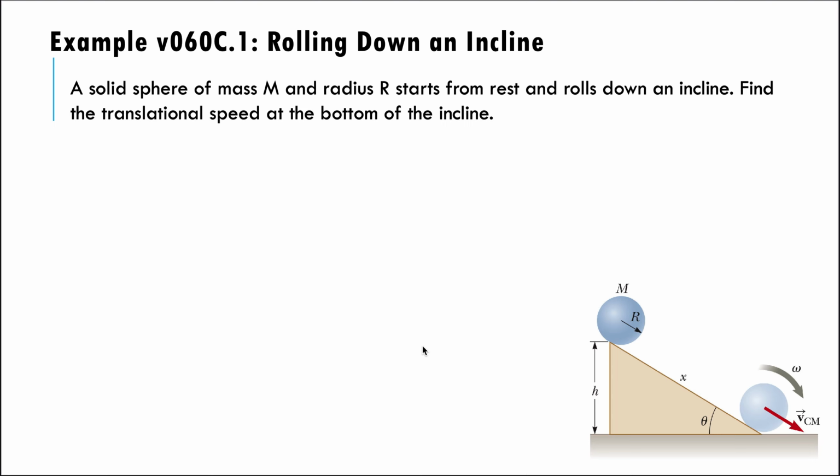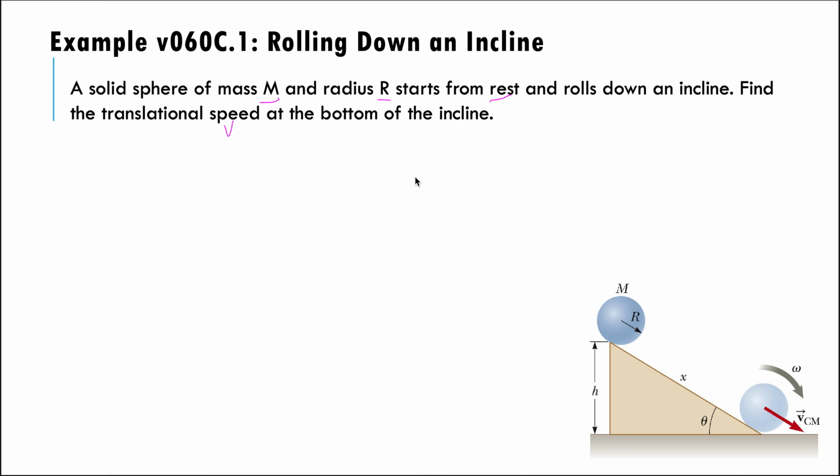Let's look at this example from v060C on rolling motion. In this example, we have a solid sphere of mass m and radius r that starts from rest and rolls down an incline. Find the translational speed v at the bottom of the incline.